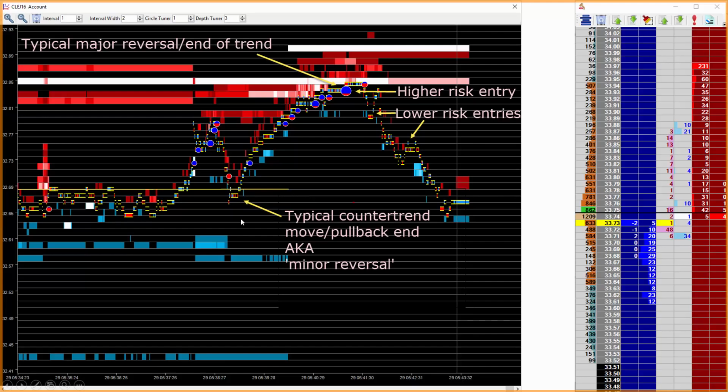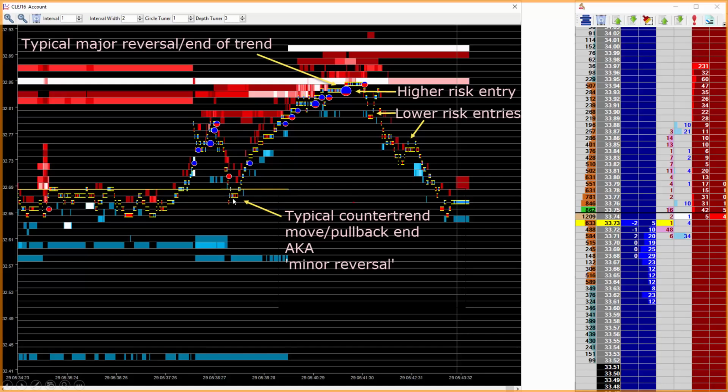Now, in this image, I've got the depth tuner set to only show the most significant depth. That's why a lot of the depth appears to be missing here, because I basically tuned it out. We start this image on the left with consolidation, and this was consolidation after a move up. Basically we move up through the consolidation area and then back down to it. And this is our pullback, and it is a very typical pullback.